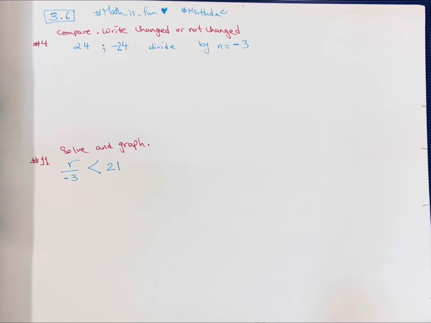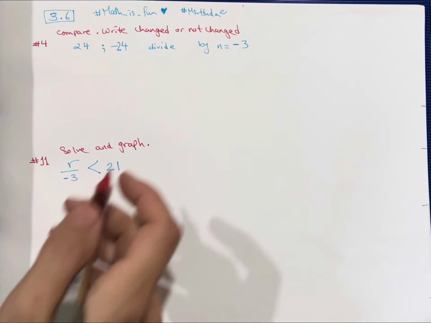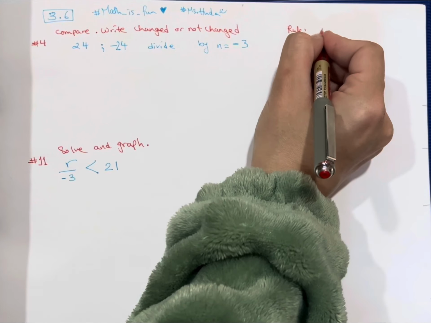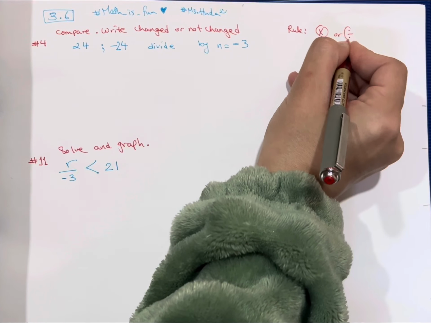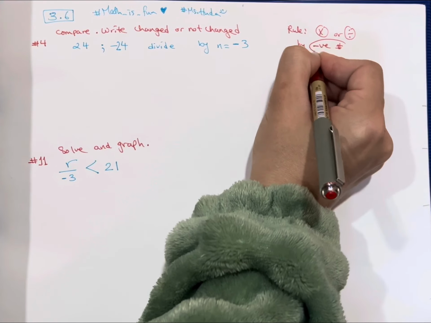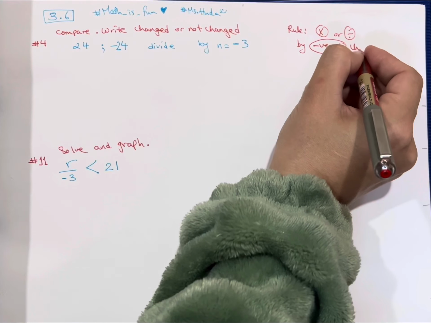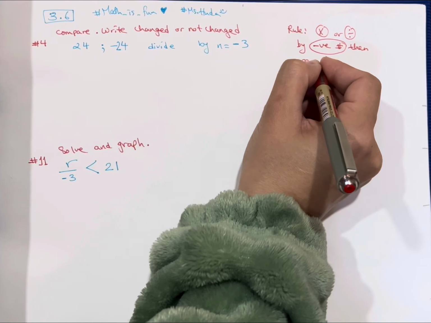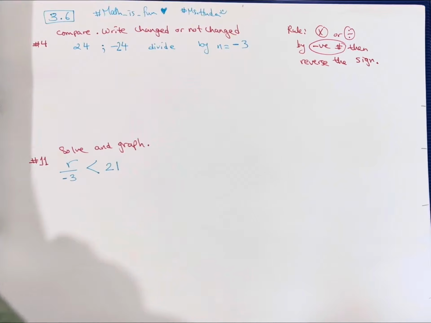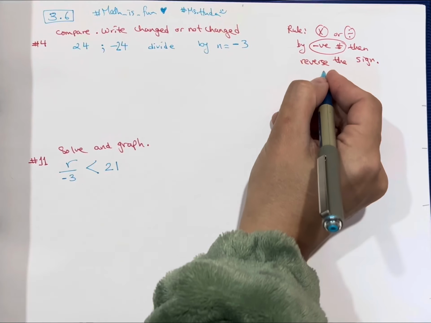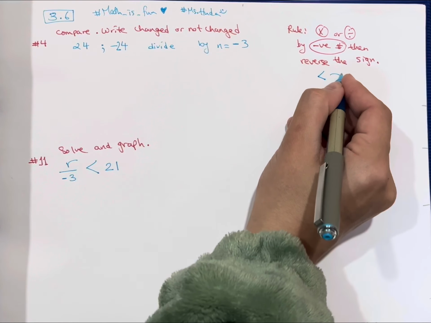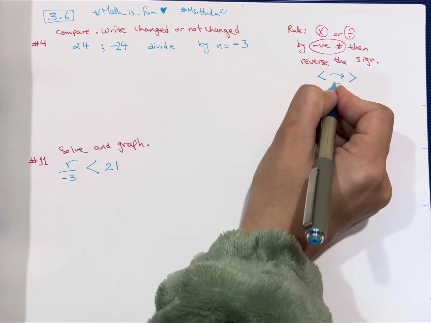Before we start solving these questions, I would like to remind you of a rule that we have. The rule, or I can say a note, says that whenever I multiply or divide the inequalities by a negative number, only a negative number, then what will happen? Reverse the sign. What does that mean? We have to reverse the sign, change the sign. So if it's less than and I'm dividing or multiplying by a negative number, I have to change it to greater than, and vice versa.